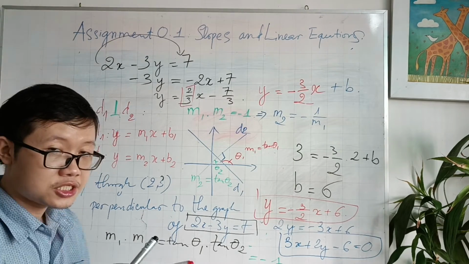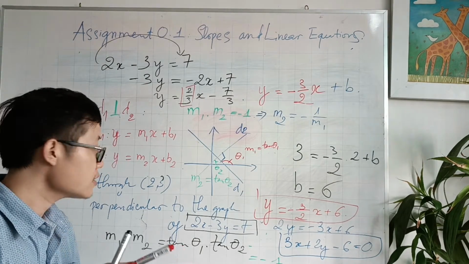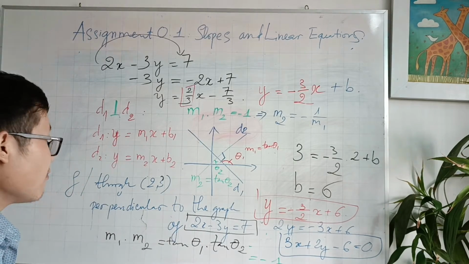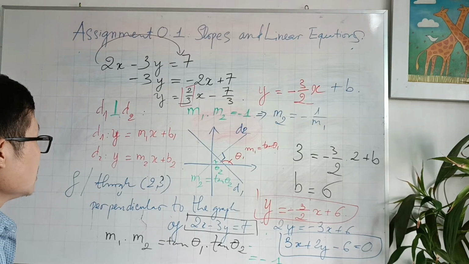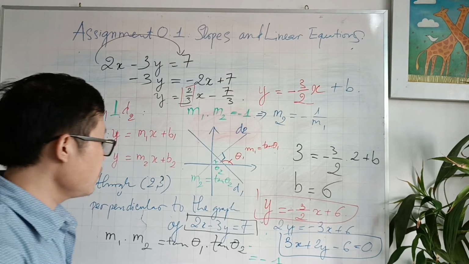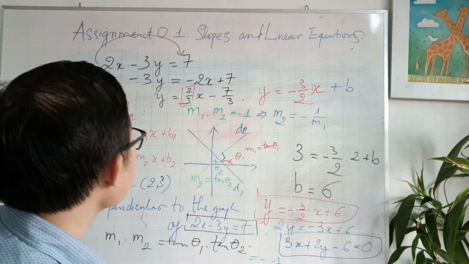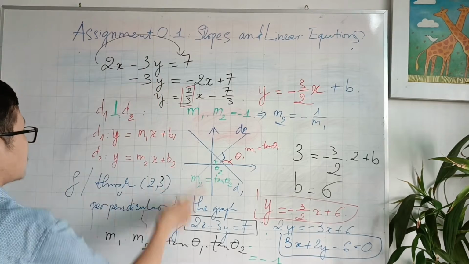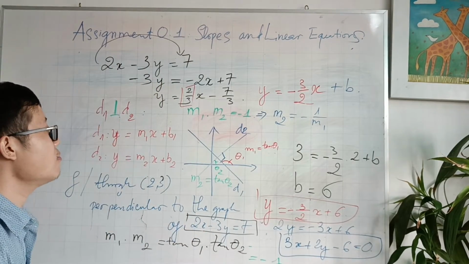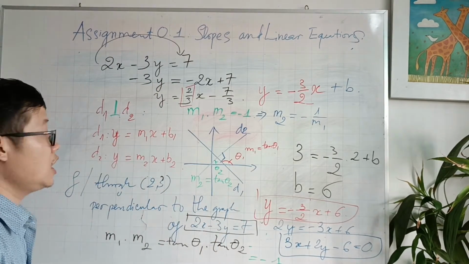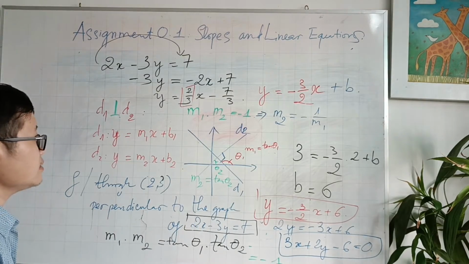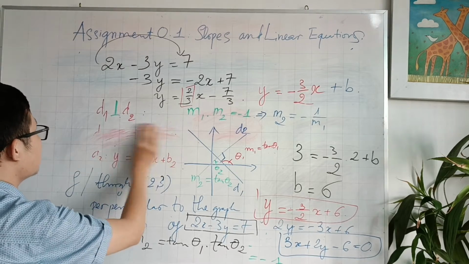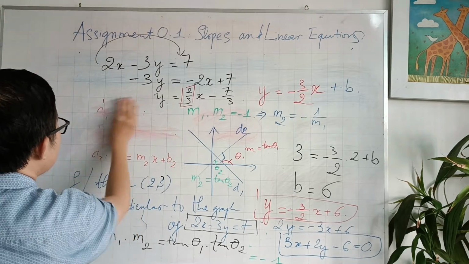And as I taught you in lesson 0.1, we have another method to do question F. It is easier for you when you don't want to change the general form to the slope-intercept form for the first line. So maybe when you compute it, it's really easy to solve the question.